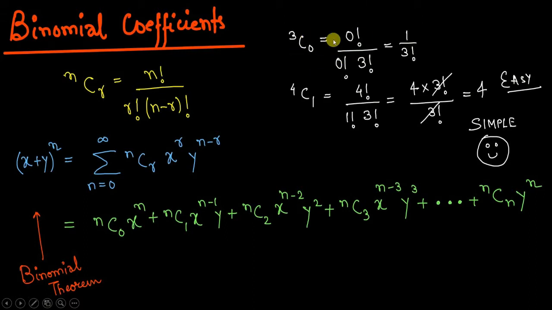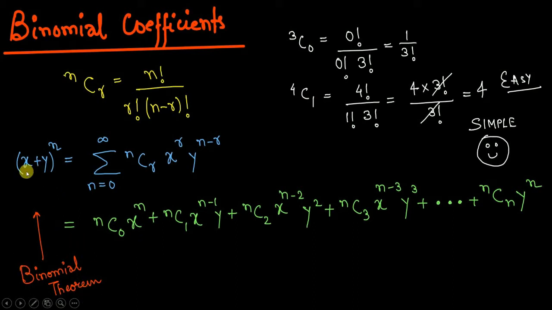So 3C0 could be written as 3 factorial upon 0 factorial into (3 minus 0) factorial, which is 3 factorial. You'll get this. 4C1 is 4 factorial upon 1 factorial into (4 minus 1) factorial, which is 3 factorial. So this is very simple, very easy, you can easily get it. Now this is the expression for the binomial theorem. This is the binomial expression or binomial expansion. So this is the theorem.